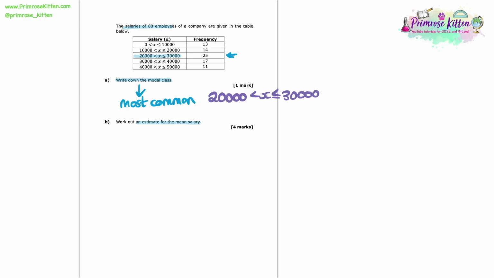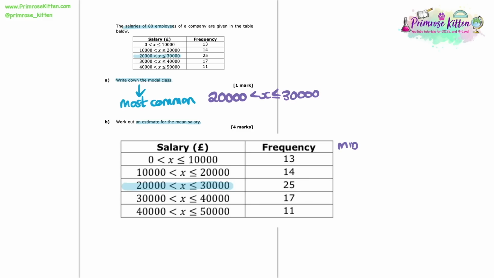Now we're asked to work out an estimate for the mean salary. So it's a 4-marker this, it's going to be a bit trickier, but there's a really nice straightforward method to it. So the first thing I'm going to do is copy down this table here so I can scribble all over it, okay? To work out an estimate for the mean salary, we need to take the midpoint of the salaries, and then once we've worked out the midpoint, we need to work out what the midpoint times the frequency is. Now, all this is going to be part of our method, so if we fill it all in, all will be good.